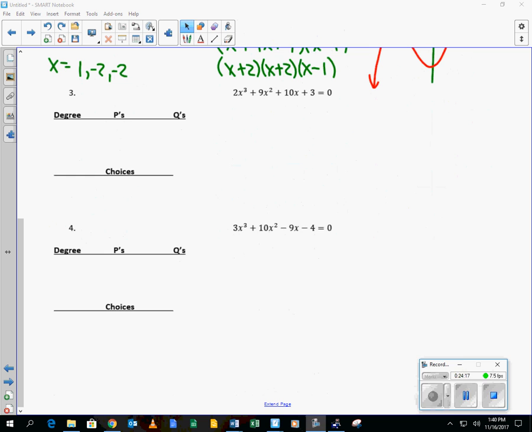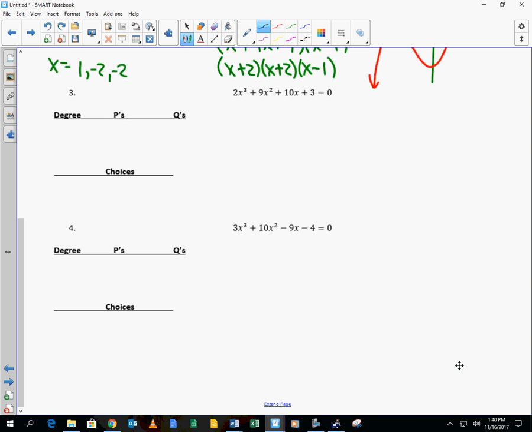Here we go, rational roots theorem. Degree. What are P's? Q's? So the choices are each of the P's divided by each of the Q's. So 3 divided by 1 is plus or minus 3. Plus or minus 3 halves. Plus minus 1 and plus minus a half. Good.